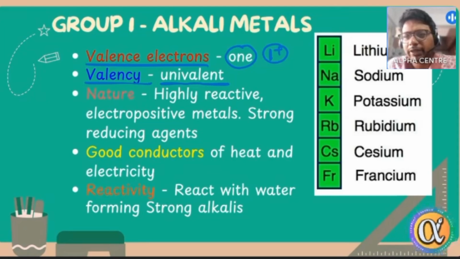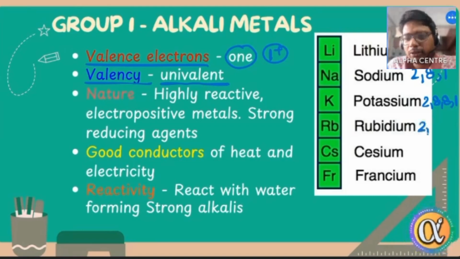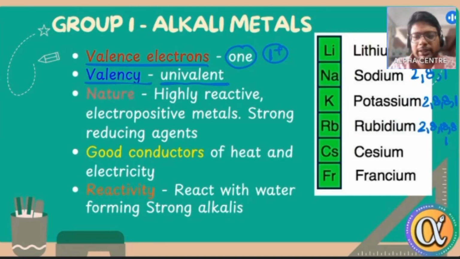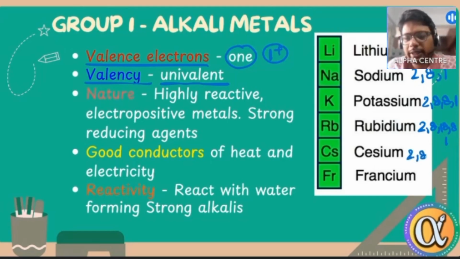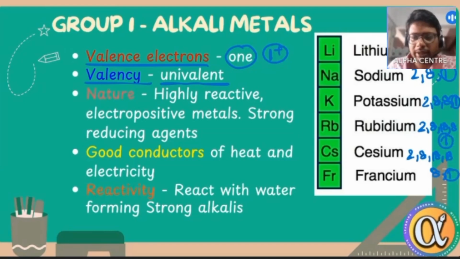Briefly, the electronic configuration of lithium is 2-1, sodium is 2-8-1, potassium is 2-8-8-1, rubidium would be 2-8-18-8-1, and similarly cesium is 2-8-18-18-8-1. So we can clearly see that all these elements have 1 electron in their outermost shell. Therefore, their valency is 1.